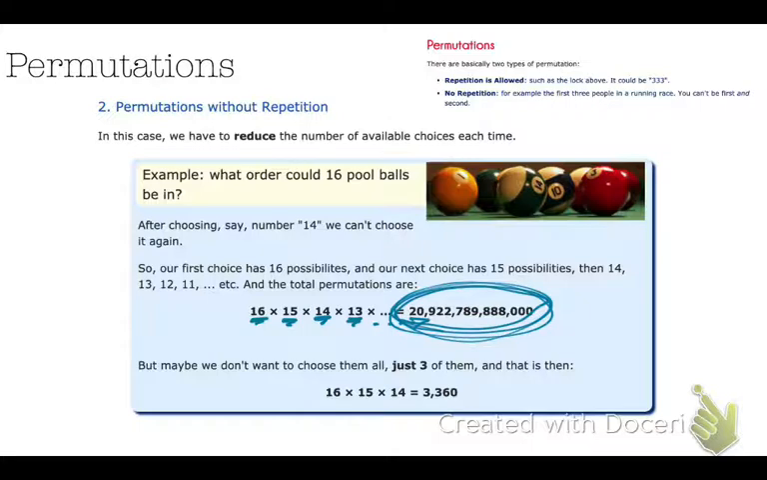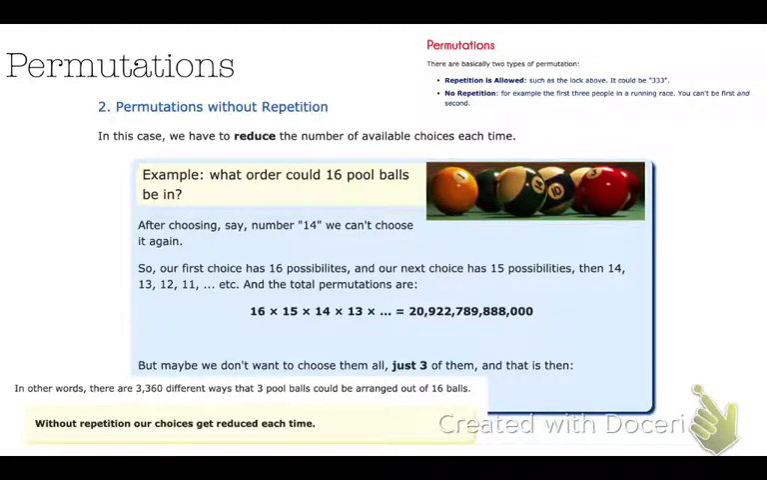But maybe we don't want to choose them all. We want to choose just 3 of them. So how many ways can we order 3 of the 16 pool balls? Well, for the first, we have 16 options. For the second pool ball, we have 15 options. And for the third pool ball, we have 14 options. So there are 3,360 options for those pool balls. So in other words, there are 3,360 different ways to order 3 pool balls out of the 16. Without repetition, our choices get reduced each time.